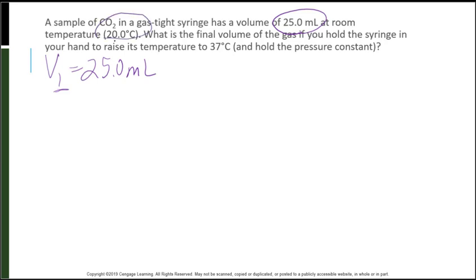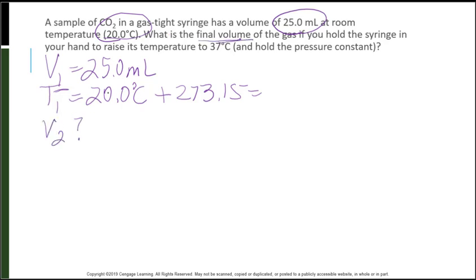At room temperature, which is 20 degrees Celsius. So my temperature at that volume is 20.0 degrees Celsius, and I'm just going to put plus 273.15 right next to it. We'll do that math in a second. What is the final volume, V2?